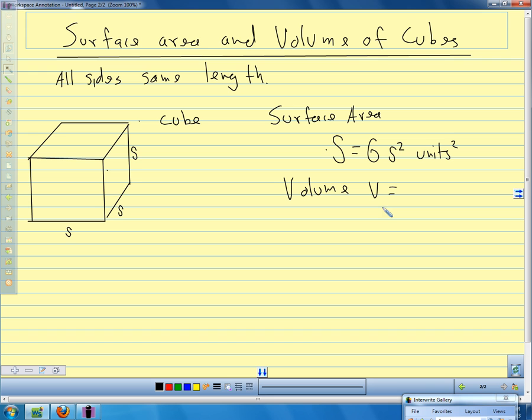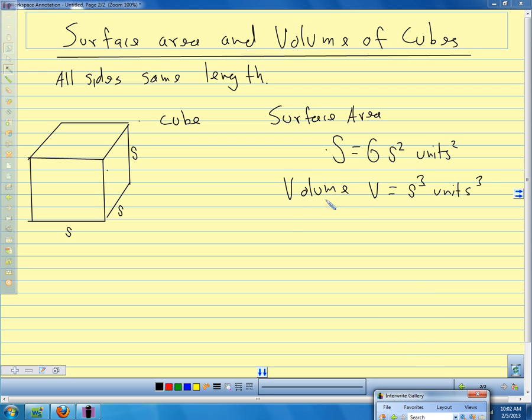And our volume, V, equals my length, my width, and my height, which are all S. So what do I get when I multiply S times S times S? S cubed, units cubed. So our formulas get a little simpler when we're talking about a cube. But again, for the surface area, we're just adding up the area of each side. For the volume, we're multiplying length times width times height. That's all we're doing.